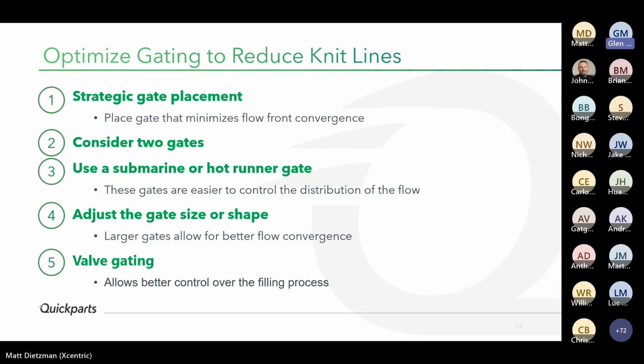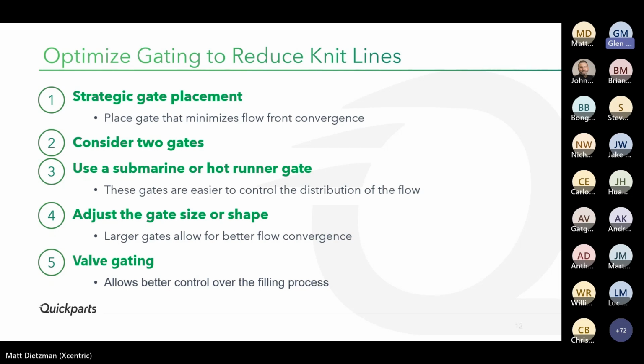In certain instances, two gates will help you. It's not always the case, but with certain geometry, adding a gate can help with that. We tend to do a lot of edge gates. If you go to a sub gate or even a hot runner, a hot tip, that at least makes it easier to control the flow of the material. A cold sprue directly to the part is a little more difficult.